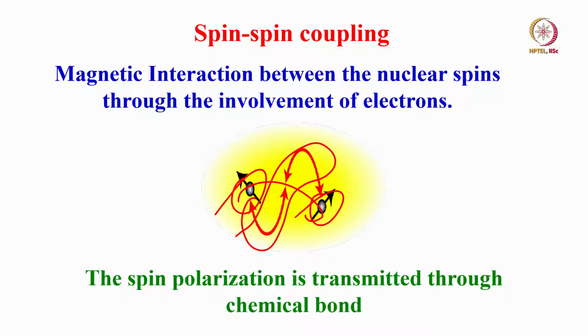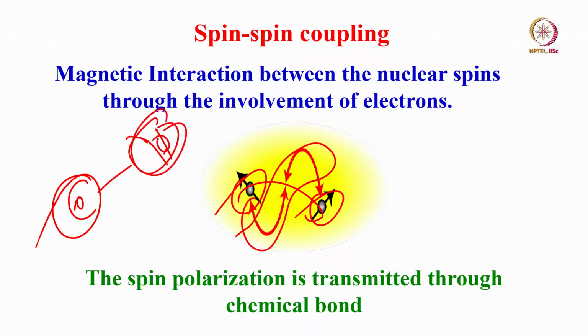Consider a CH bond: there is a carbon nucleus with surrounding electrons, and the hydrogen also has a nucleus with surrounding electrons. This electron in turn interacts with that electron, and in turn that interacts with the nucleus. This nuclear spin interacts with that nuclear spin, where the magnetization or the spin polarization is transferred from one nuclear spin to another nuclear spin through the covalent bond, through the chemical bond. This is an interaction between two nuclear spins mediated through covalent bond. It is a magnetic interaction. This is one of the important interactions responsible for giving rise to multiplicity of different functional groups.